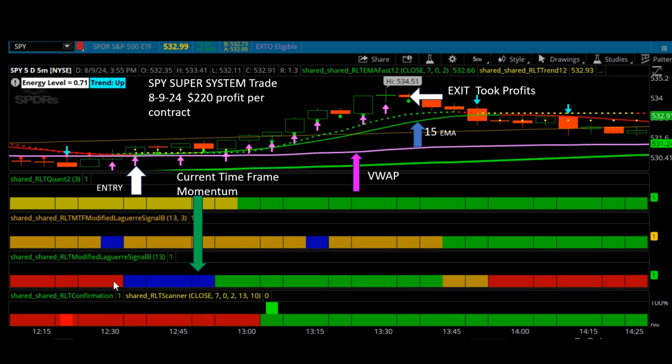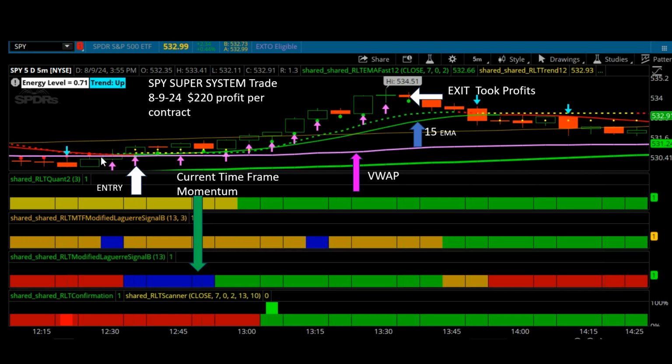Notice that it goes from red, which is selling, to blue, which is buying. Remember, red and yellow are bearish, blue and green are bullish. We went from red to blue. Institutions selling, institutions buying on the 5-minute chart. I don't care what the multi-time frame is. I'm just looking for a quick trade. So here's the SPY.